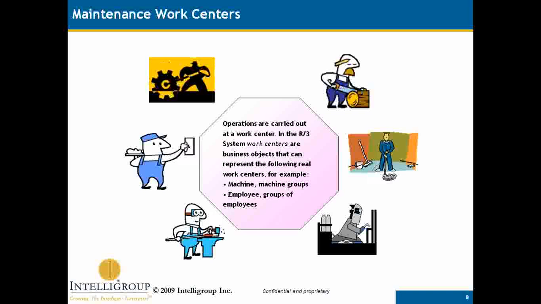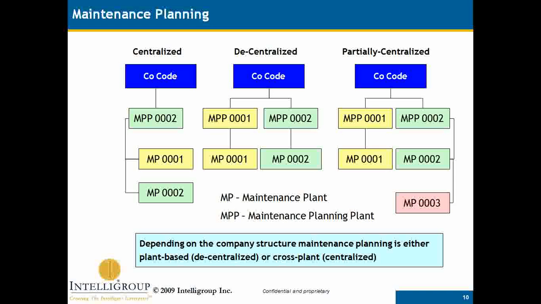So you can have a picture view. What is centralized? What is decentralized? What is partially centralized? We have three options to define in plant maintenance. The topmost organization is the company code, under which plants are defined by material management. We will use that plant to declare an MP, the maintenance plant, and an MPP, the maintenance planning plant.